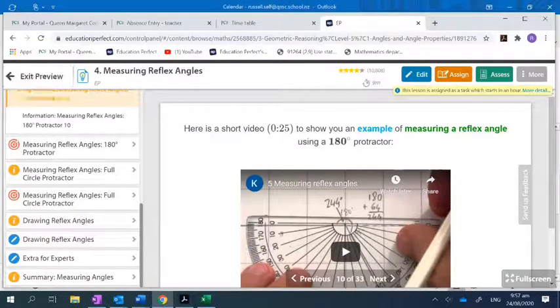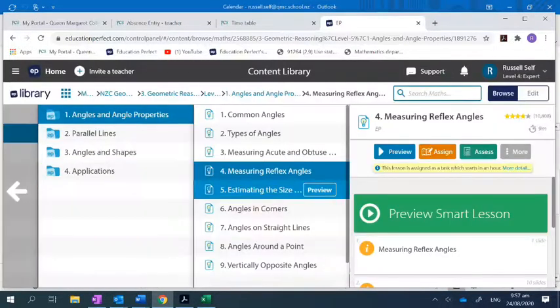And there's also a full circle protractor. We don't have any of those, so I'm not showing you. If you have one of your own, you can.